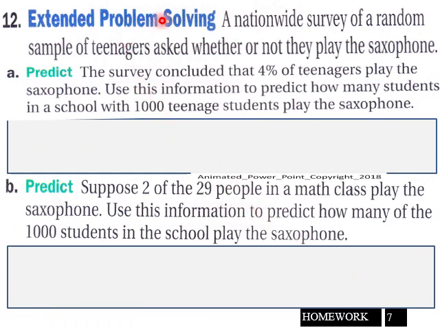Page 7, extended problem solving, saxophone. How many students in a school with 1,000 teenage students play saxophone? And then B, suppose 2 of 29 play the saxophone. Use this information to predict how many of the 1,000 students in the school play the saxophone. So you got to use some induction is what that's called here in A and B. You got 6 points here, page 7.